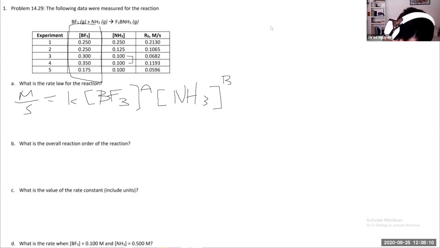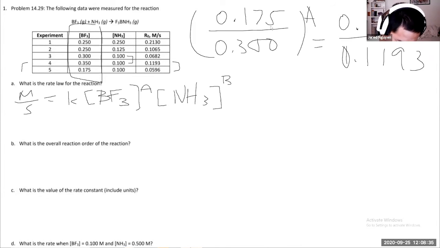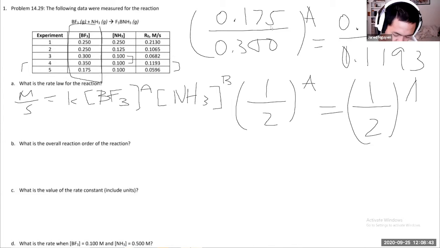3 and 4, we're going to use 4 and 5. So we're going to do the same thing, 0.175 over 0.350, raised to the A, and then 0.0596 over 0.1193. When you divide these, you get 1/2 to the power of A is equal to 1/2 to the power of A. So in this case, A will be equal to 1. So we know that we can plug in 1 right there.